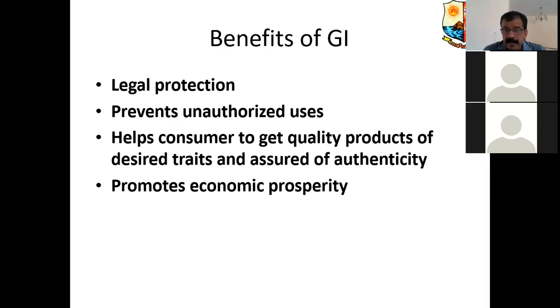It is the certificate of the quality, I told you already. It helps the consumer to get quality products of desired traits and assured authenticity. The GI tag gives authentic information about the quality. For a buyer, it gives the quality product. You don't have to check again for the verification of the quality.